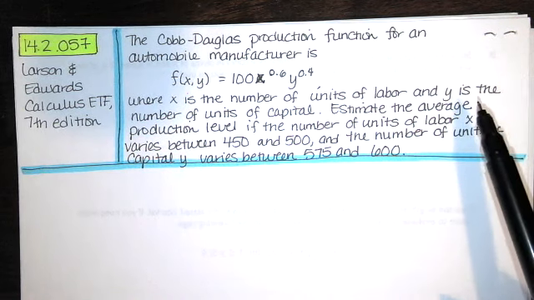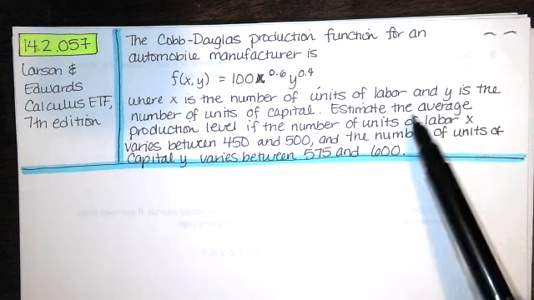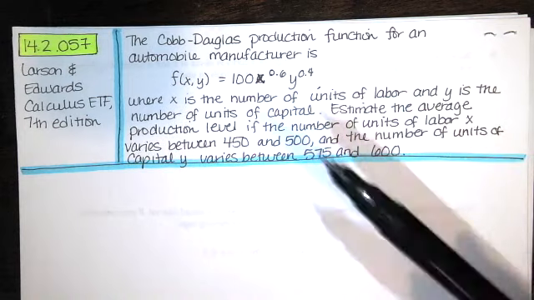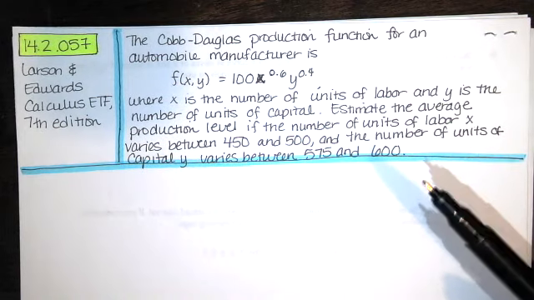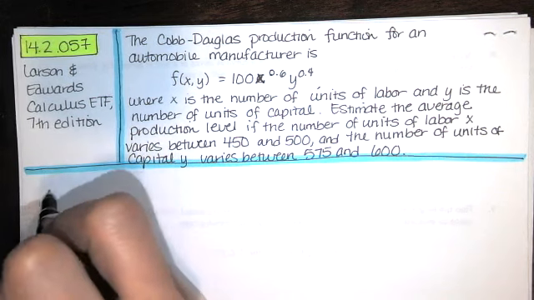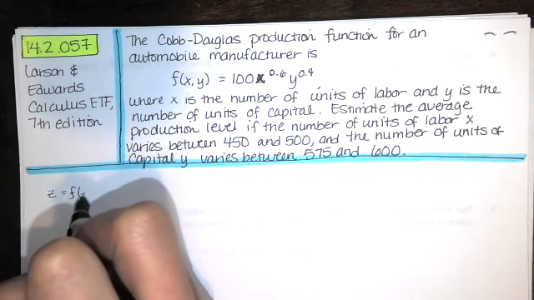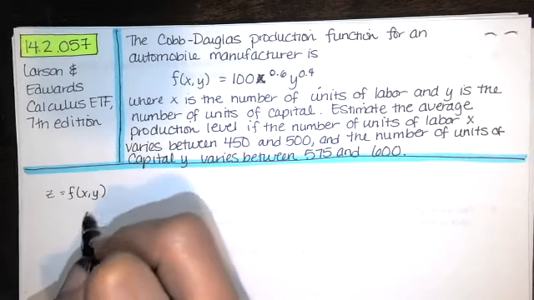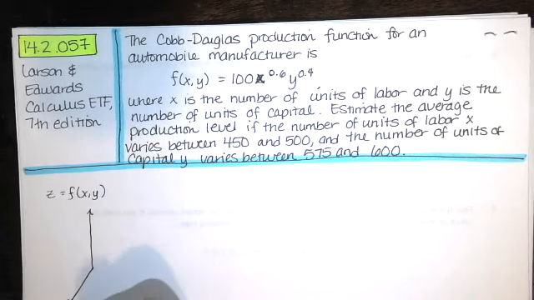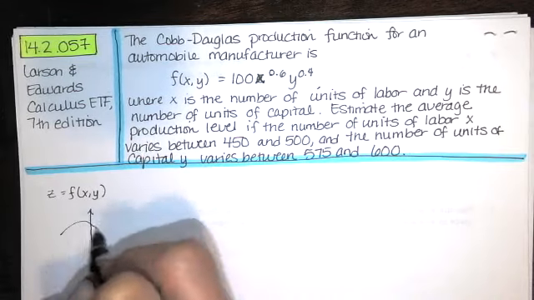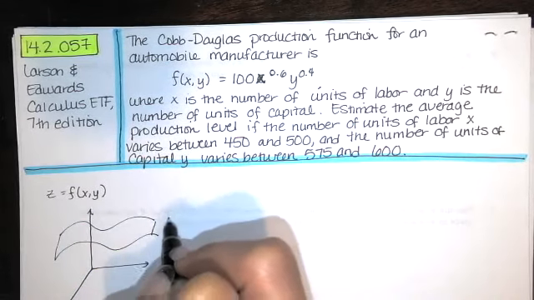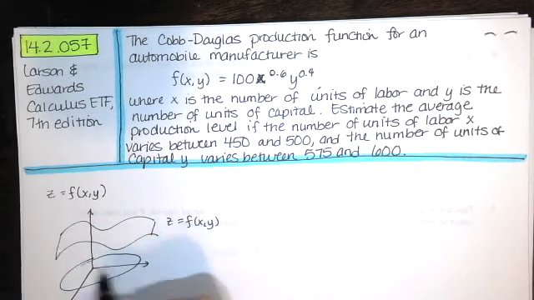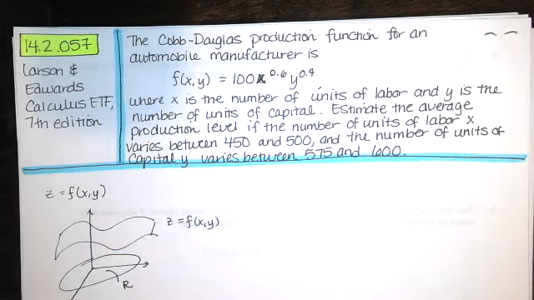Now, they asked us to estimate the average production level, and that is related to functions of several variables in the following way. If I have a function of several variables, and I want the average value of that function over a certain region. So maybe my function of several variables looks like this if I were to graph it, and I want the average value of that function over the region R.